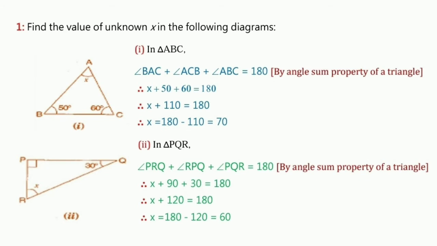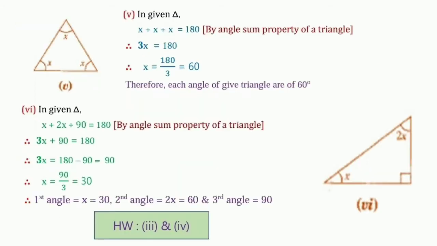It's clear? Sum number 5. Here one triangle is given and the measure of all the angles is x. So in given triangle, x plus x plus x is equal to 180. Reason is by angle sum property of a triangle.